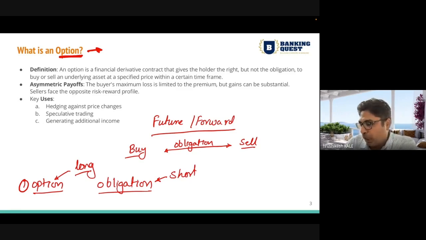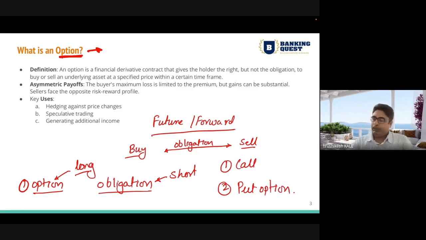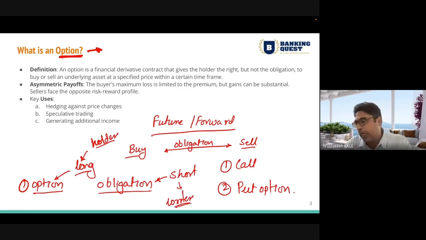Now, options are of two types. One is call options, another is put options. I think we have already seen up to this. Okay. Now, the long person is also called the holder of the option. The short person is called the writer of the option. Some European countries do use the words holder and writer.